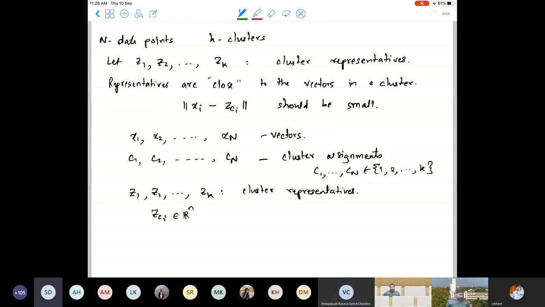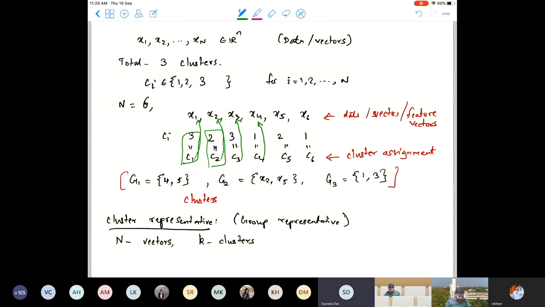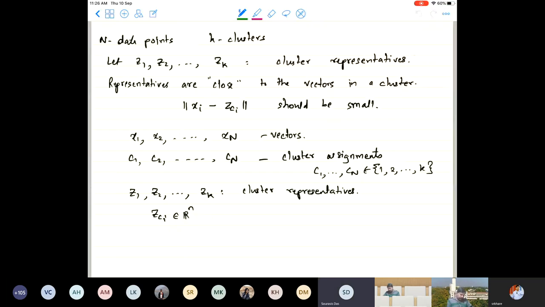Is that clear? Why is the subscript Ci chosen for the Z_Ci? In the next slide, in the last line, you have written Z_Ci belongs to R^m. Ci is one of the entries 1, 2, 3 up to K, right? There are a total of K clusters. For xi, there is this subscript i of C, that is the connection. The cluster assignment of xi is given by Ci.